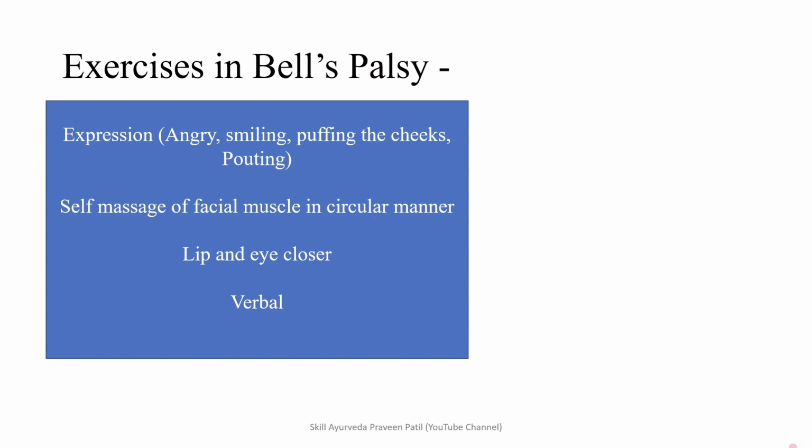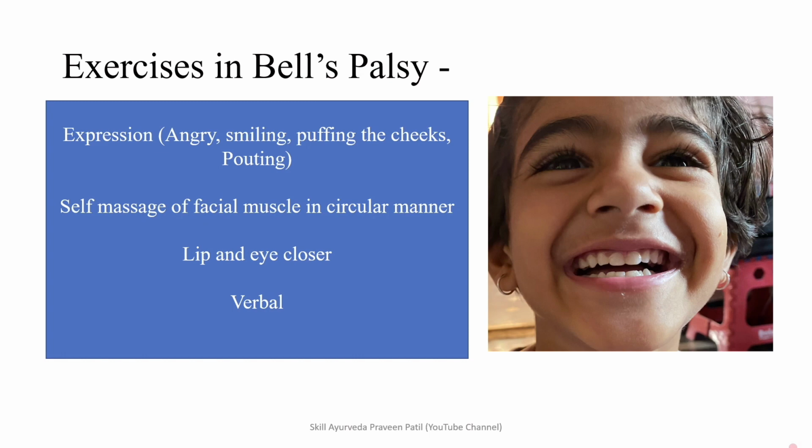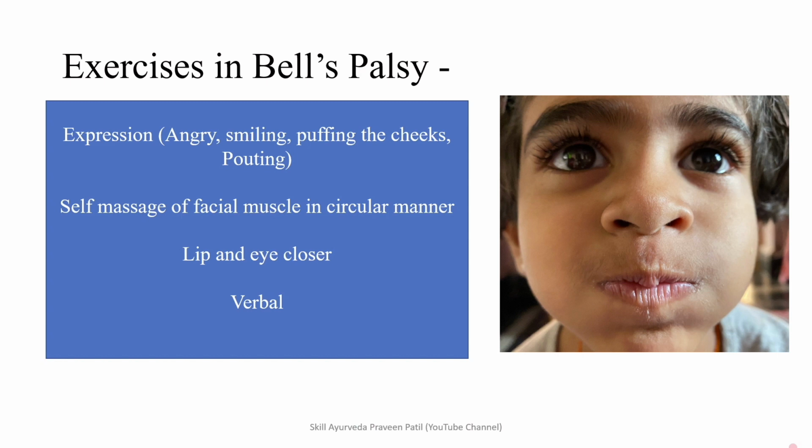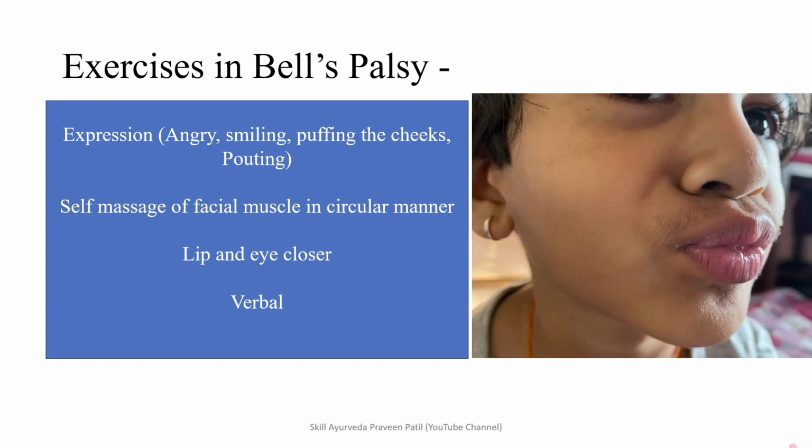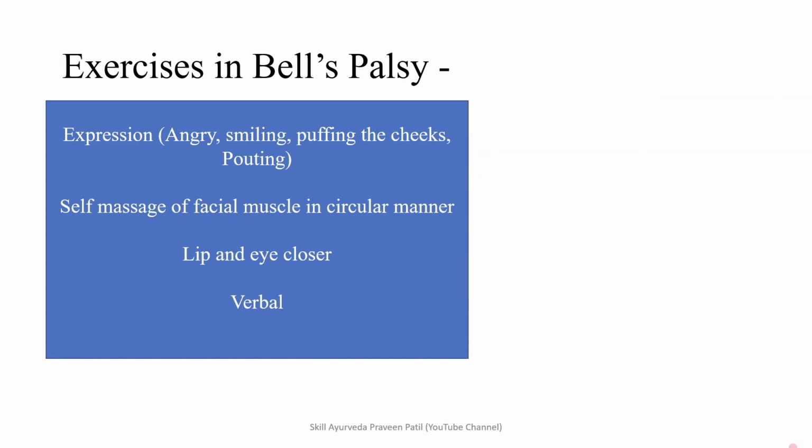Expressions like angry, smiling, puffing the cheeks, and pouting. These are the expressions which help to improve the facial muscle strength. So that is angriness, smile, puffing of the cheeks, pouting. So these are the expressions. Coming to the self massage of the face, in a circular manner.